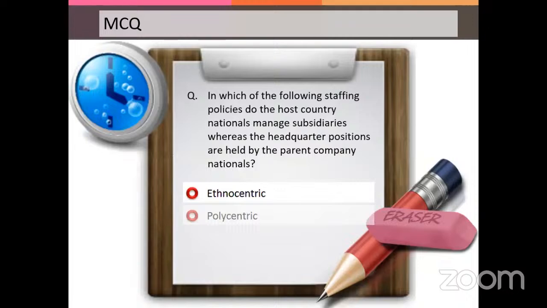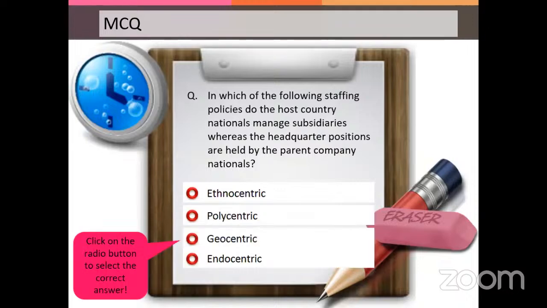Now, let's quickly look at this multi-choice question. In which of the following staffing policies do the host country nationals manage the subsidiaries, whereas the headquarters positions are held by the parent company nationals? I want you to put your answer in the chat room, in the comment section, so that we'll see it.